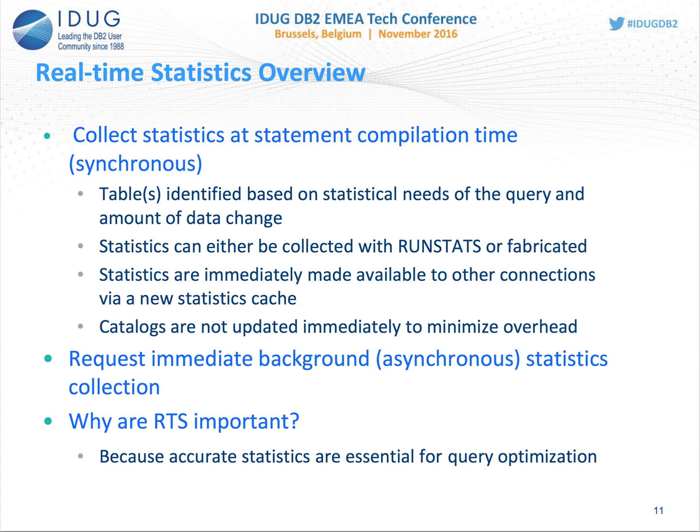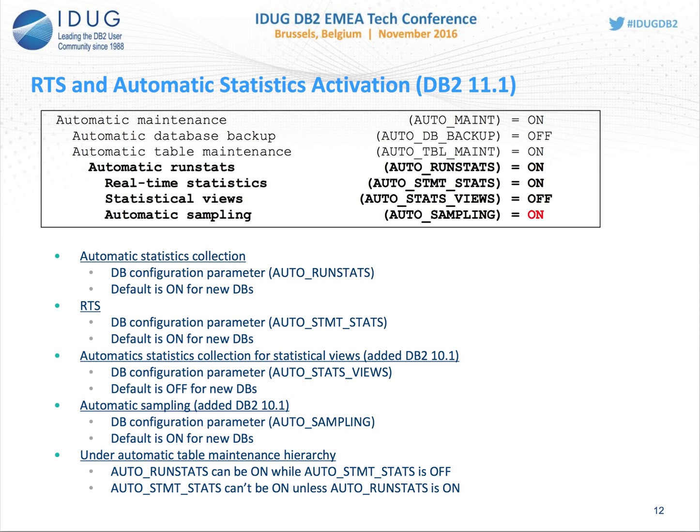So I covered everything on here. So how do you enable automatic stats, real-time stats? This is the way the database configuration parameters look as of 11.1. There's a hierarchy of switches. The top one for the stats is auto run stats. And then below that, there are the different options for the different flavors of auto run stats.